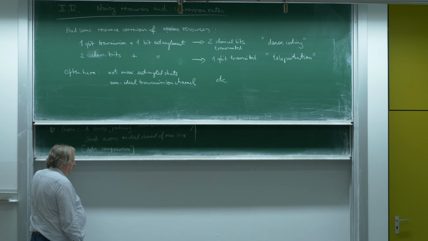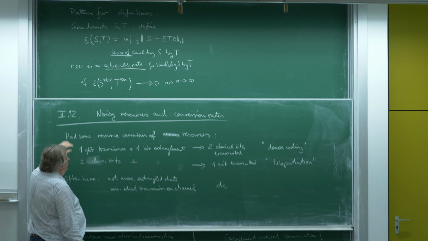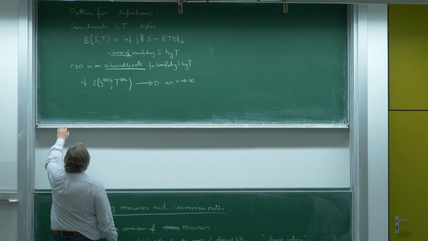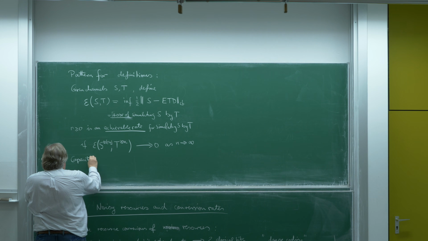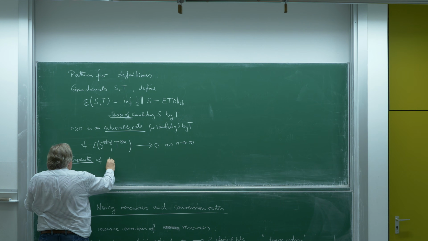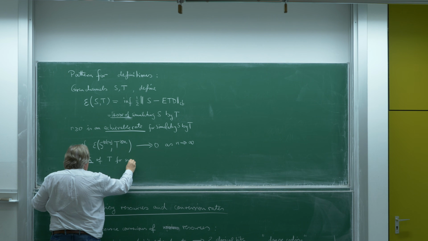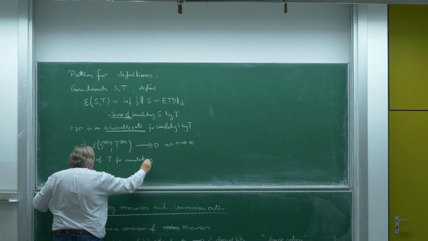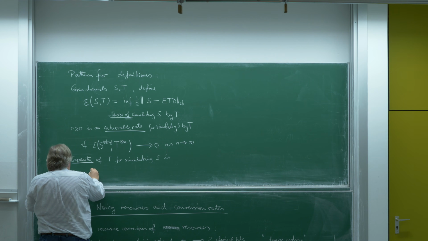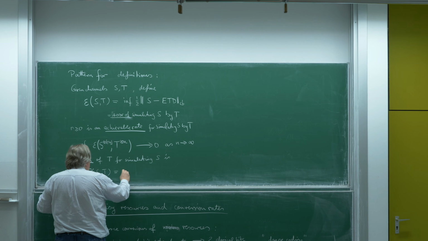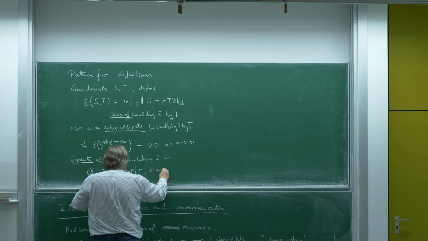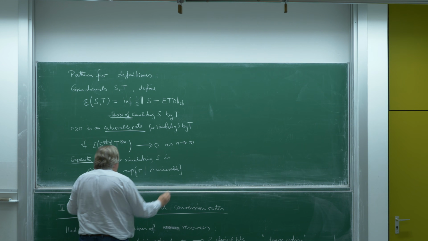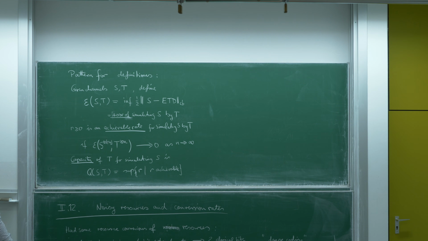The next thing is the capacity. So the capacity of T for simulating S is Q of S and T, which is the supremum of all the numbers R so that R is achievable. Also, the largest achievable rate is called the capacity.